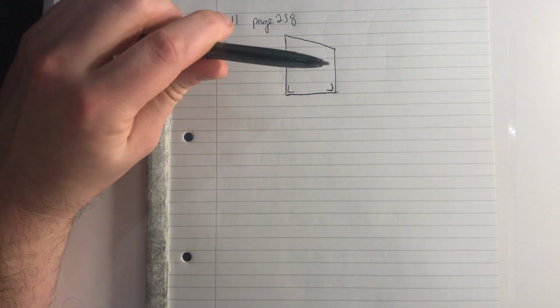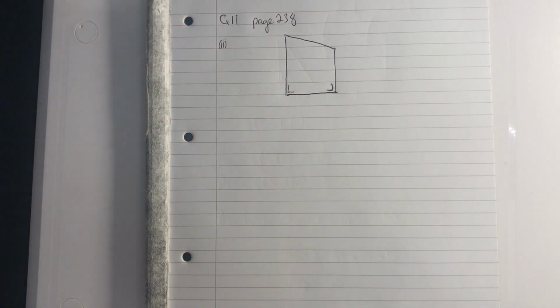I'm not sure if they have to be at right angles or not. I don't think they do. Yeah, I think we're okay with just one pair of opposite sides being parallel. I think that's the requirement for a trapezium.